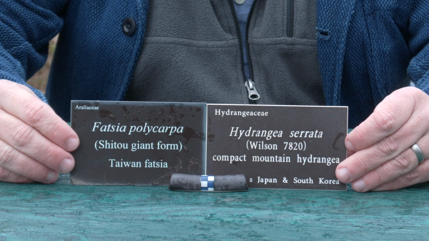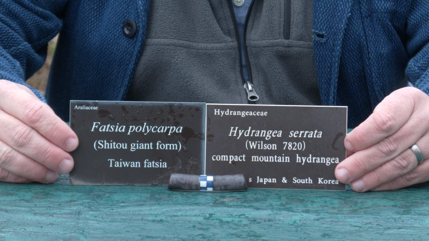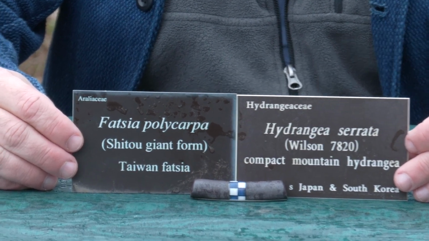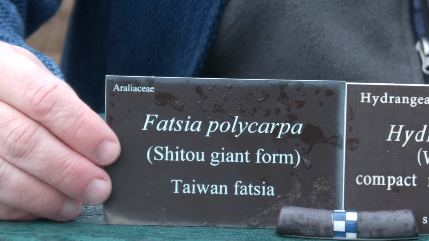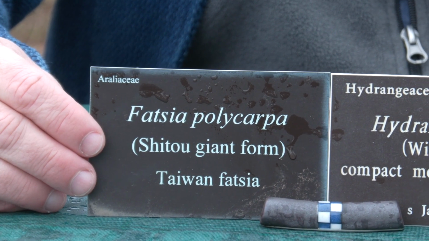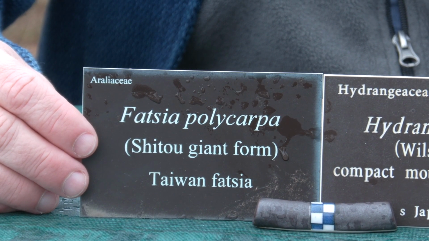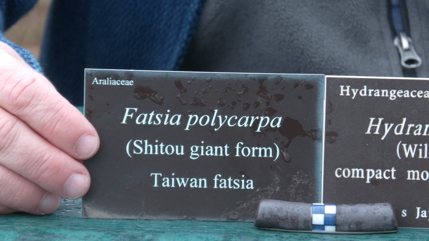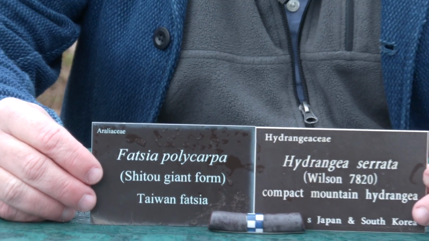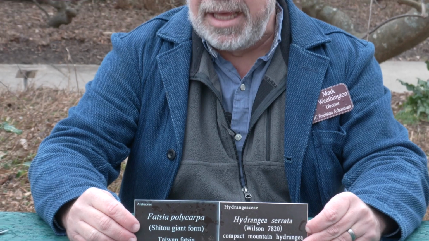So this Fatsia polycarpa was a huge one, we saw this in Cornwall in England, and it had massive, massive leaves. They were 3 feet across. Never seen anything like that. And I've seen them in Taiwan all over the place. I was told they get that big in a specific spot in Situ, Taiwan. And so we just put on it Situ giant form, so we would know it was different than the other forms we grow.